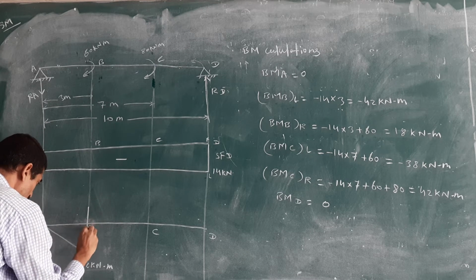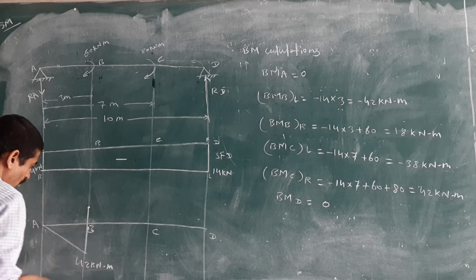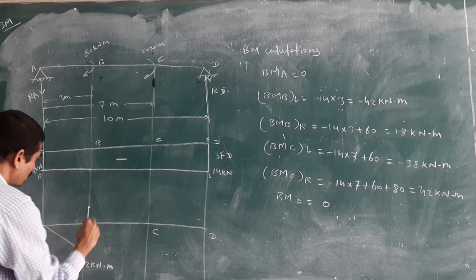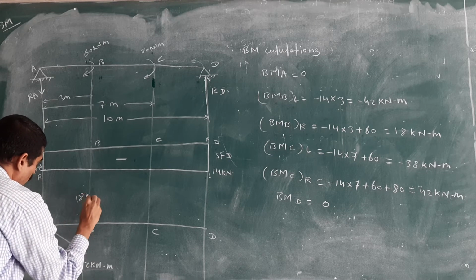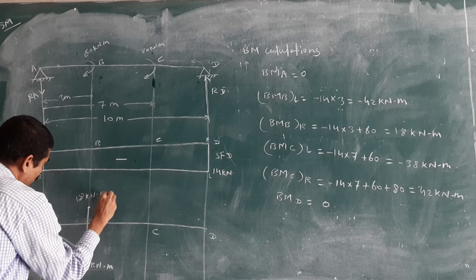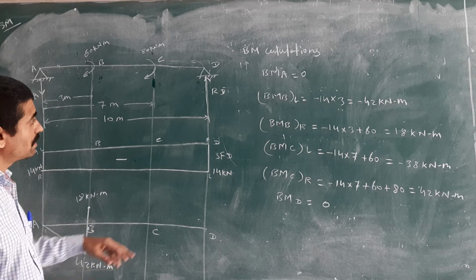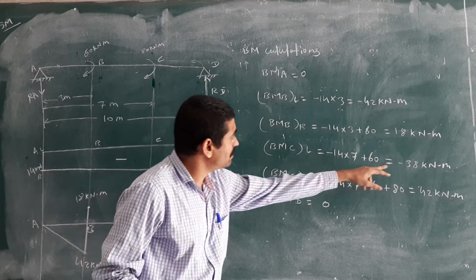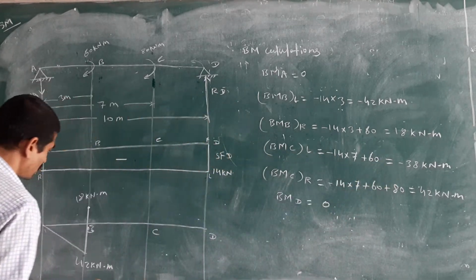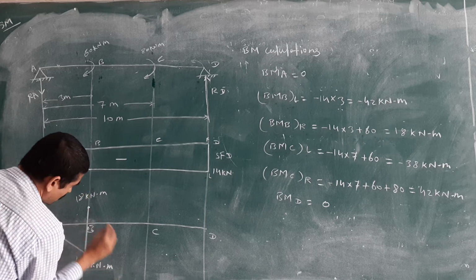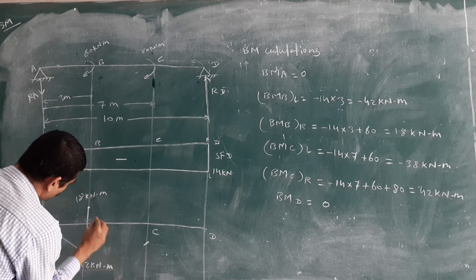Suppose here is 18 kilonewton meter. We will get 2 points, left and right point, where the moment is. Bending moment at B point, then bending moment at C point, just left side, minus 38 kilonewton meter. Again we are coming downward. Suppose I will mark here.